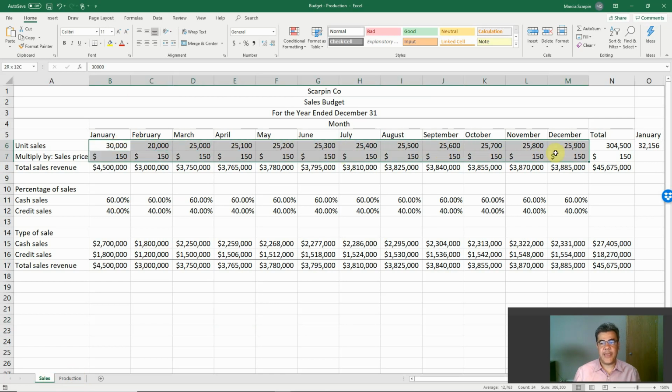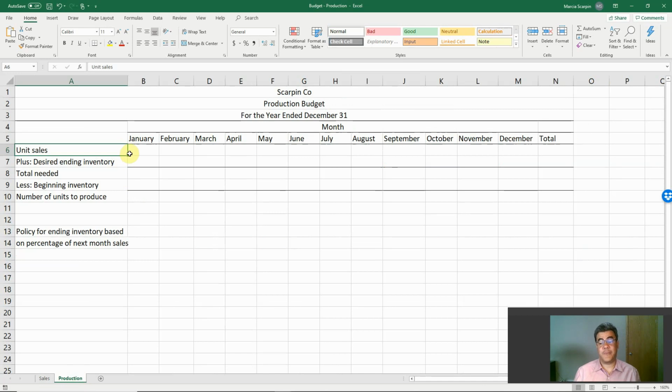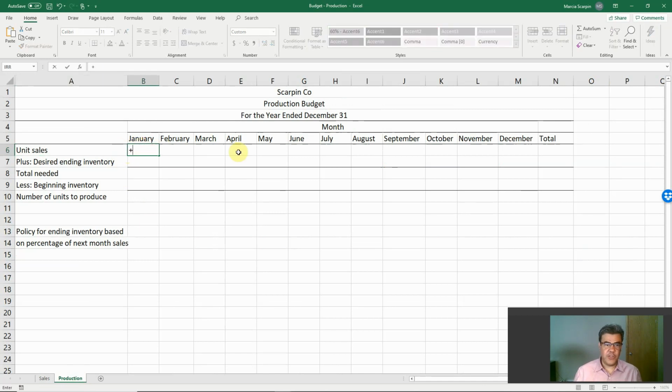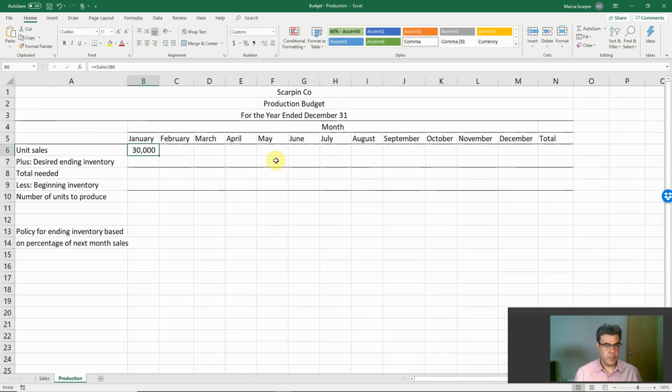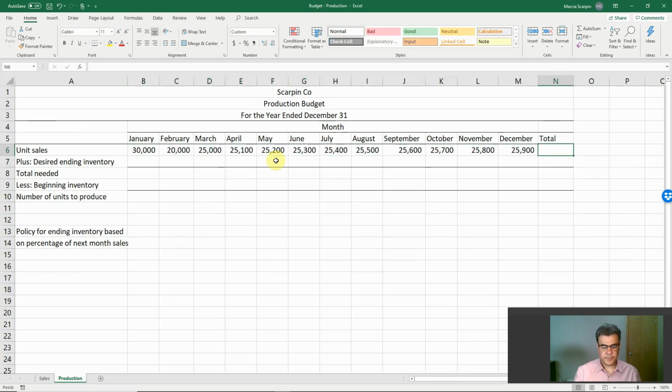Never copy and paste one number from one sheet to another sheet. Link them. Because if you copy and paste and you change one, it will not change here and your balance sheet will not be balanced. Unit sales: January equals unit sales here, 30. And we can copy and paste here until December, and then the total sum of our unit sales.